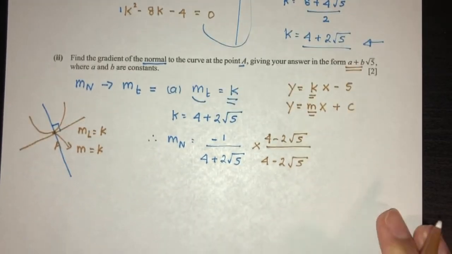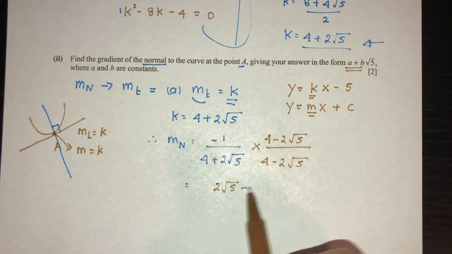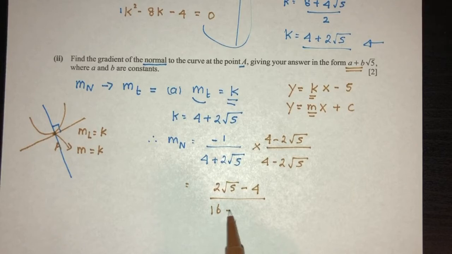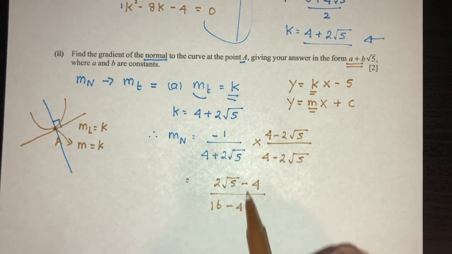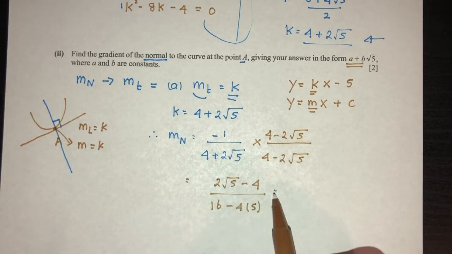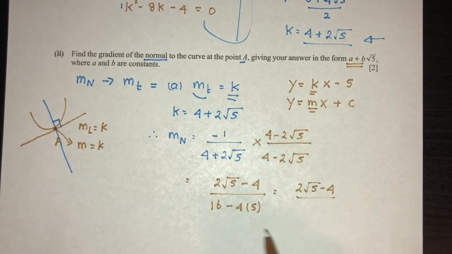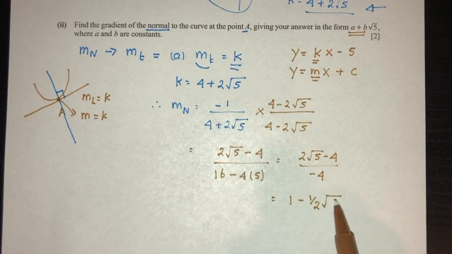So one by one. On top you will have pretty easy. Now it becomes 2 root 5 minus 4. And for the base you will have 4 squared, 16, minus 4 times, so that will be what? 2 squared is 4, times 5, that will be 5. That will be 2 root 5 minus 4 divided by 16 minus 20, which is minus 4. So simplify, that will be 1 minus half root 5.